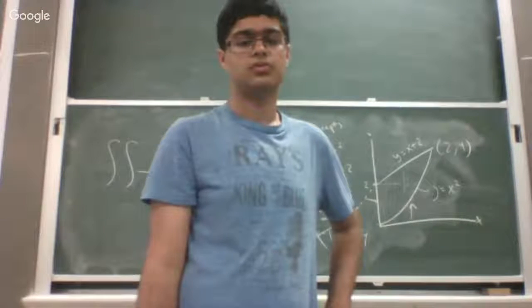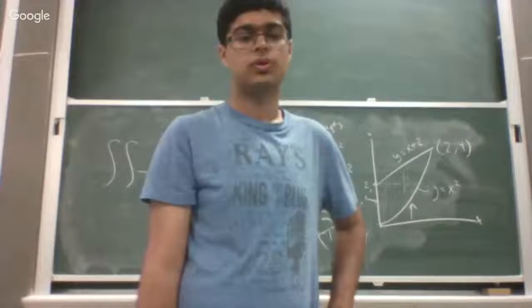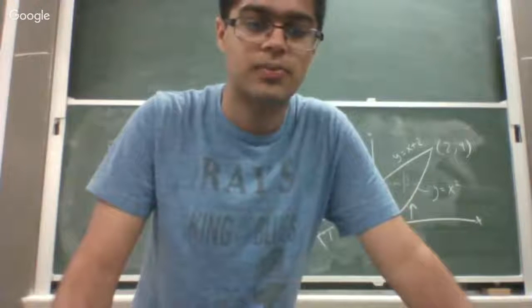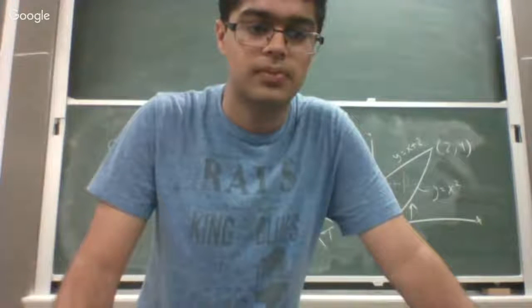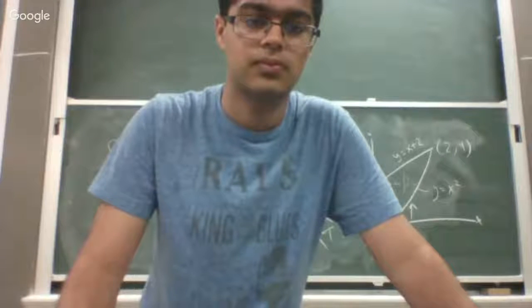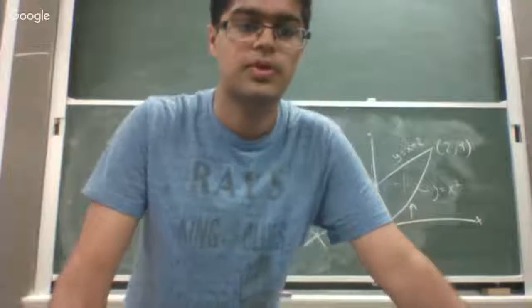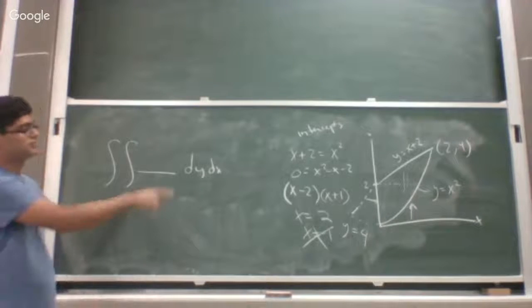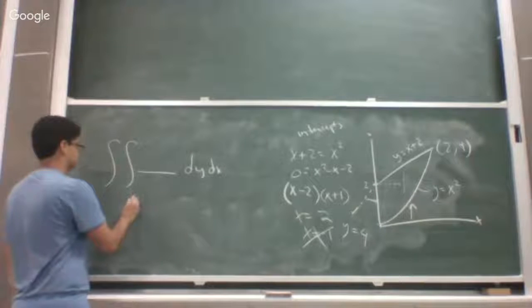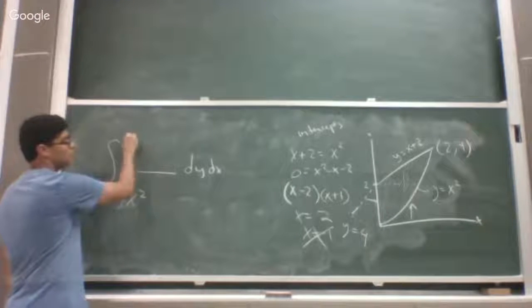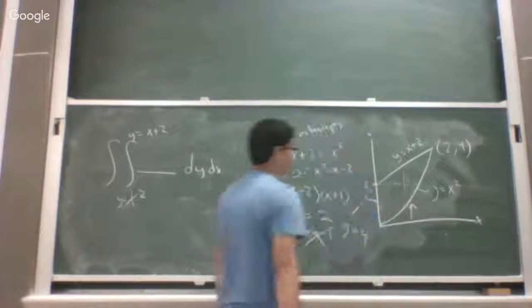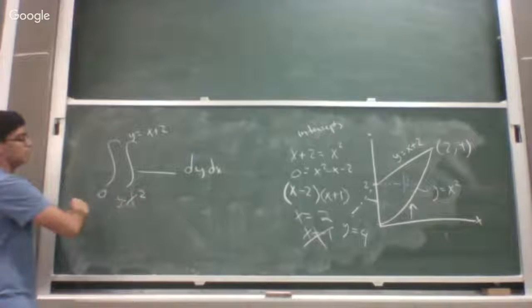So what would our lower limit be for y? x squared. Our upper limit would be x plus 2. And then our limits for x would be going from 0 to 2.